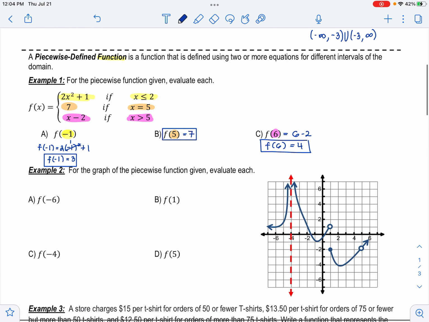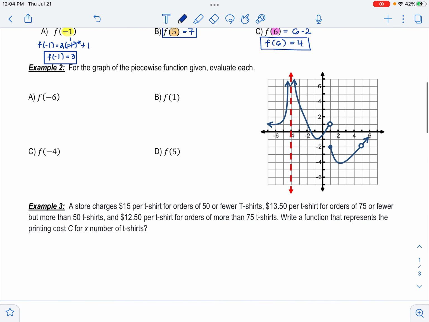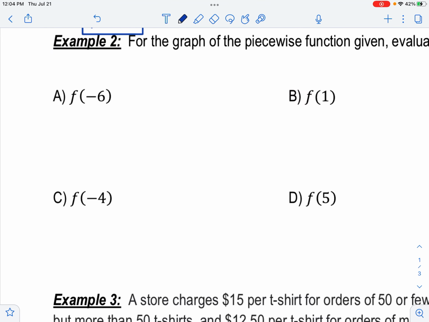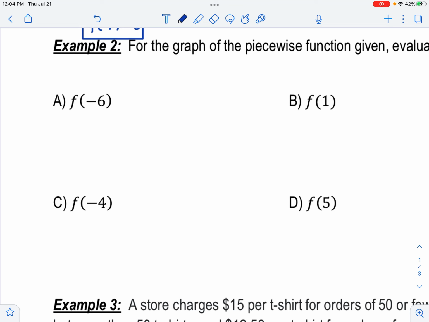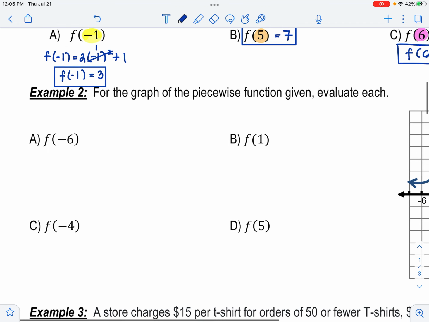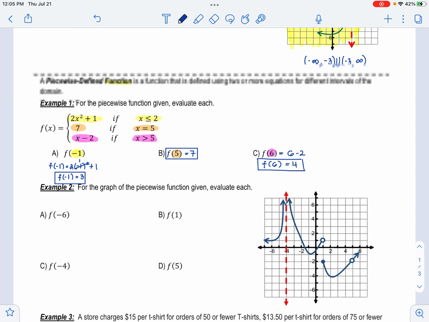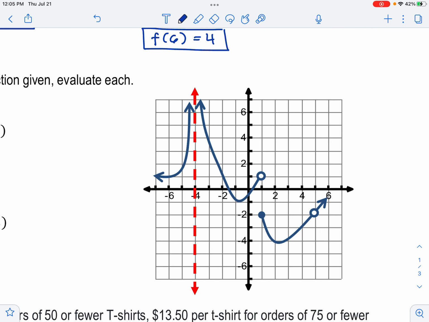Okay. All right. Another way you can look at a piecewise function is from a graph and find these values. So this is when x is -6, what is y? When x is 1, what is y? When x is -4, what is y? So on and so forth. So the directions state for the graph of the piecewise function given, evaluate each. Okay? All right, so let's go over to our graph. This is what it looks like. If you look at it, it is a piecewise function.